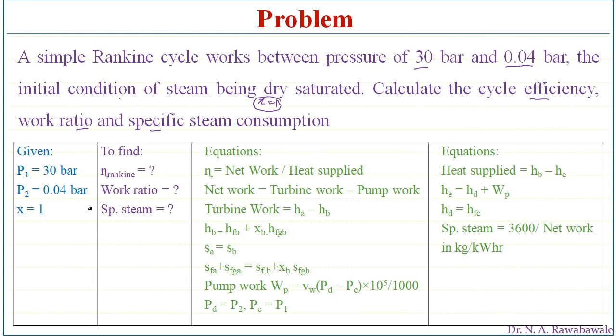So what is given first is pressure P1, the higher pressure, equal to 30 bar, and pressure P2, the condenser pressure, equal to 0.04 bar. The condition of steam entering the turbine is dry saturated steam. Then we are asked to find the Rankine efficiency, work ratio and specific steam consumption.